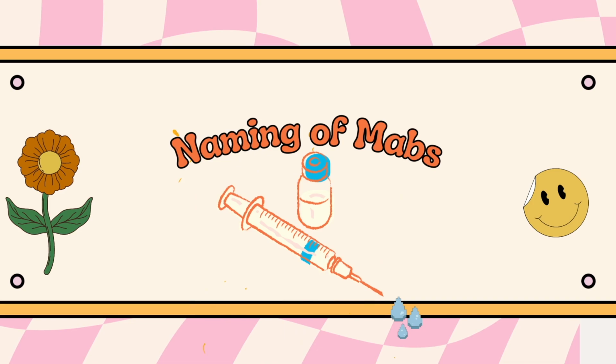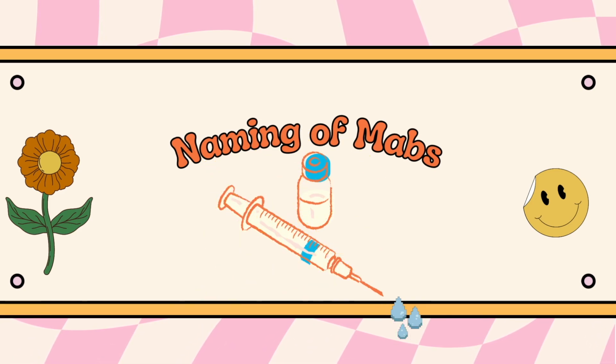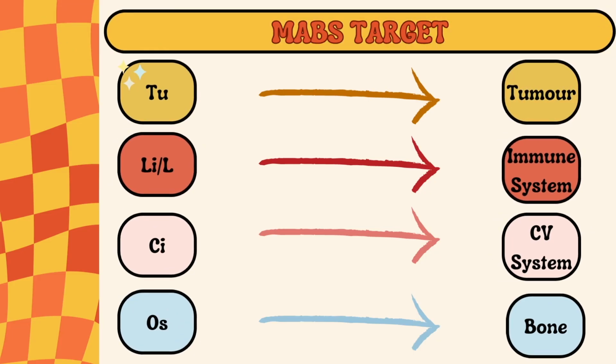One thing everyone probably knows by now is that mAb is the suffix for monoclonal antibodies. But do you know anything about the infixes? First of all, part of the infixes can tell you about the target of the mAbs, whether the mAbs target tumor, immune system, CV system, or bones. Can you think of some examples?